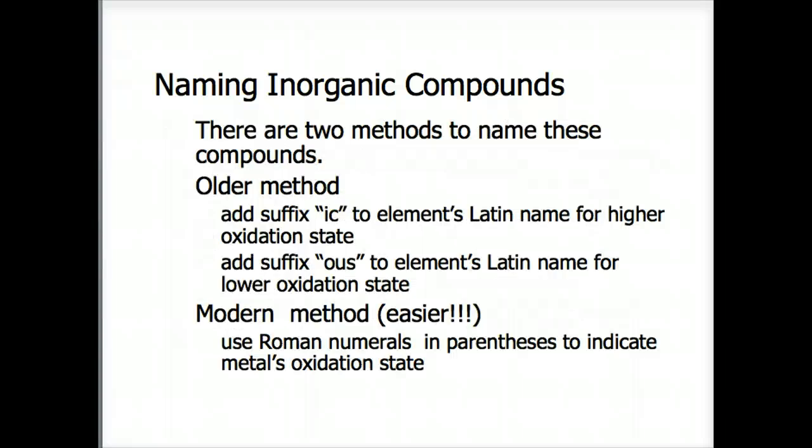When you're talking about naming the multiply charged elements, there are two methods. The older method changed the name around a lot and used the -ic or the -ous to indicate the oxidation state. We won't really do that method that often. It's not the modern method, and it's a much more difficult method. The easier method is to just use the Roman numerals to give the metal's oxidation state.